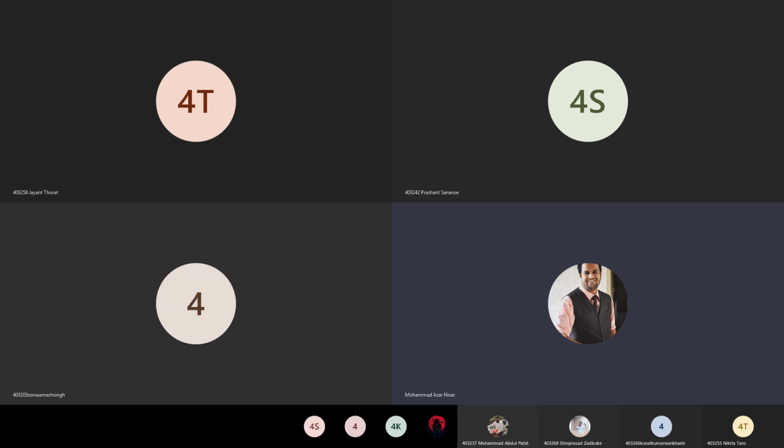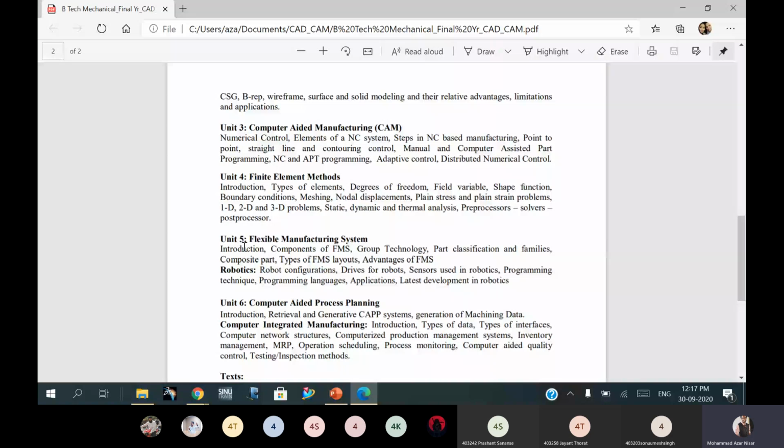Our third unit is over the CNC, that is the CAM part. So we have seen the theoretical parts: what are NC machines, the advantage of CNC machines over NC machines, what are the differences, and what are the parts involved in NC machines and CNC machines.